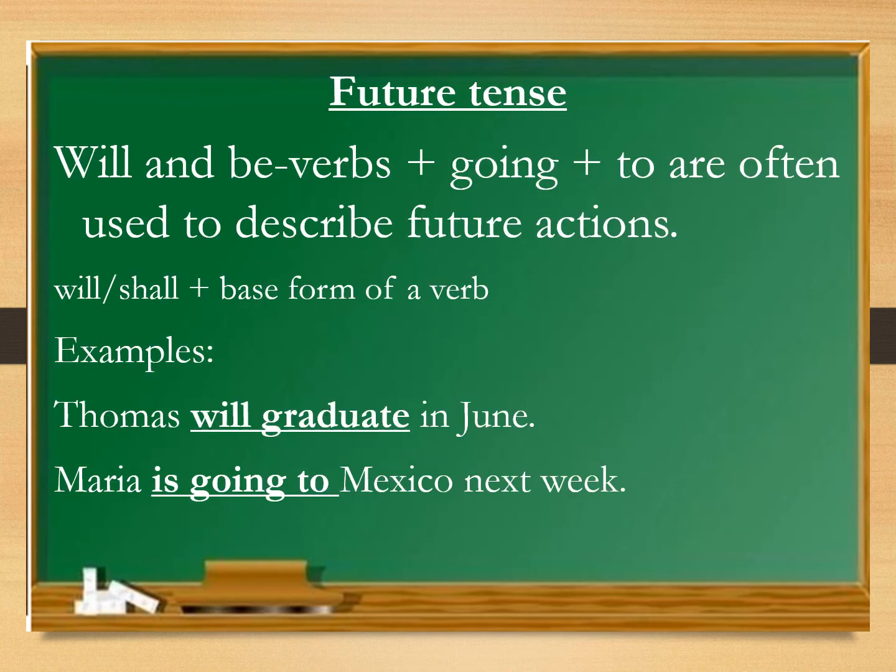Future tense. Will and be verbs plus going plus to are often used to describe future actions. So we have will or shall plus the base form of the verb. Examples: Thomas will graduate in June and Maria is going to Mexico next week.